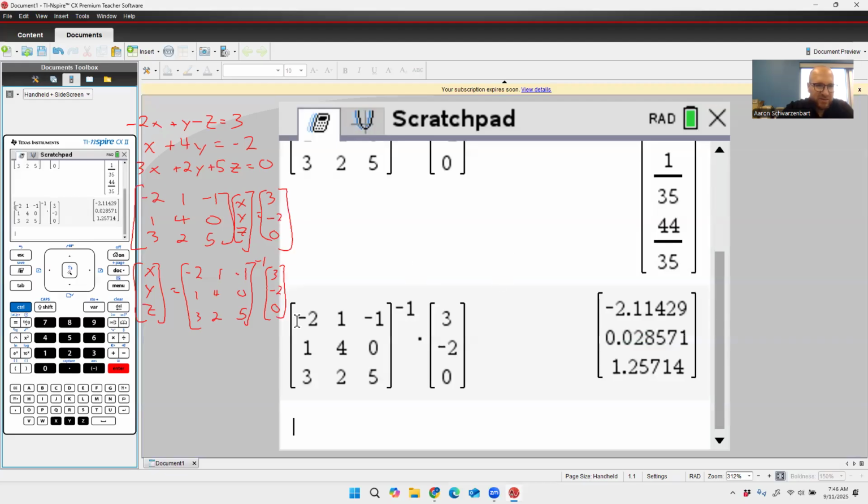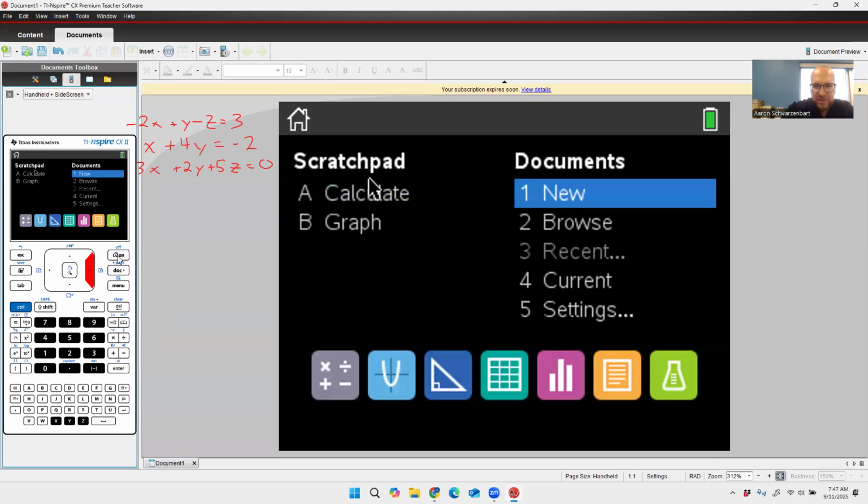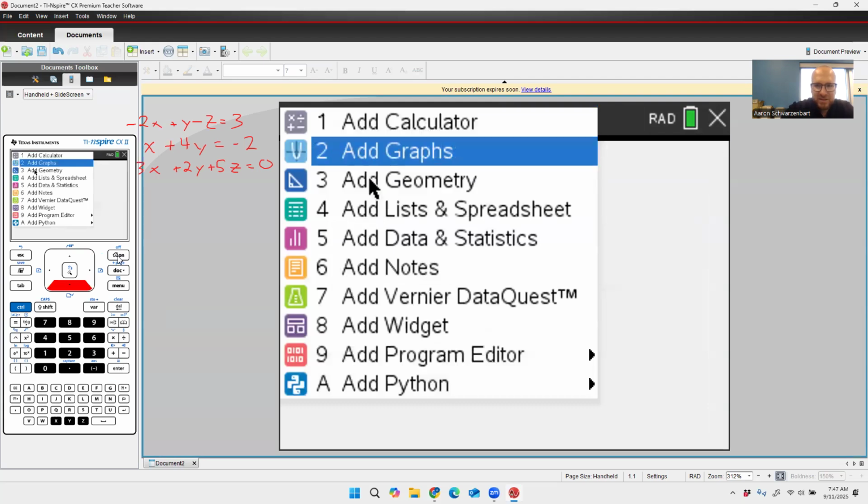Let's talk about the meaning of a 3x3. So I'm going to put these three things. The meaning of a 3x3 is a single point of intersection between three planes. So I'm going to show you how to do 3D graphing here. On the Inspire, to do 3D graphing, you need to be in the document. So you start a new document. No, I don't feel like saving that. And I add a graph.